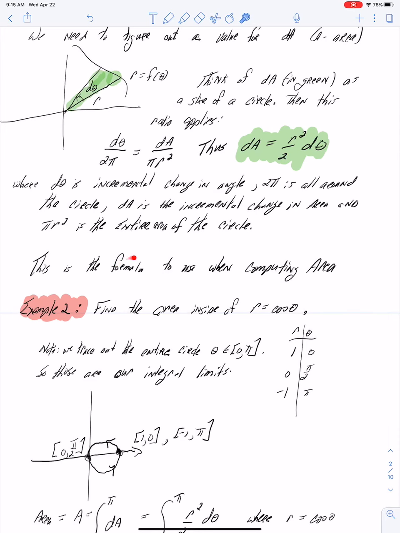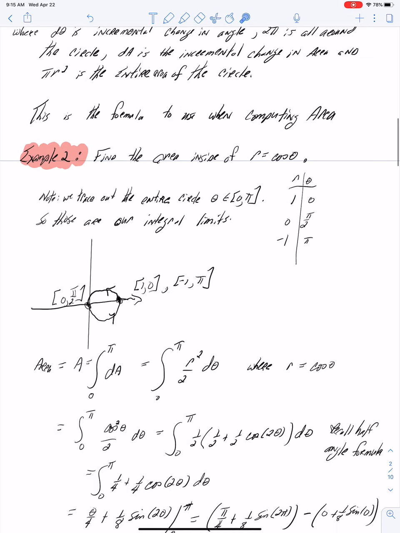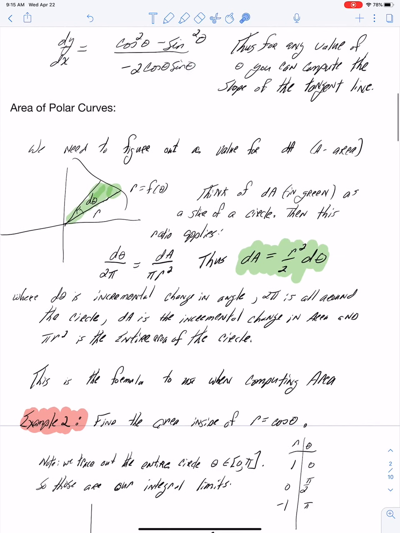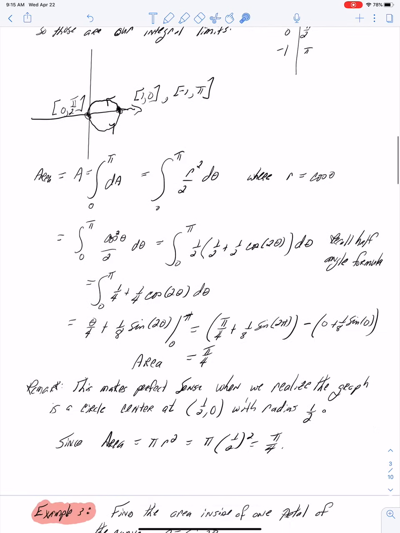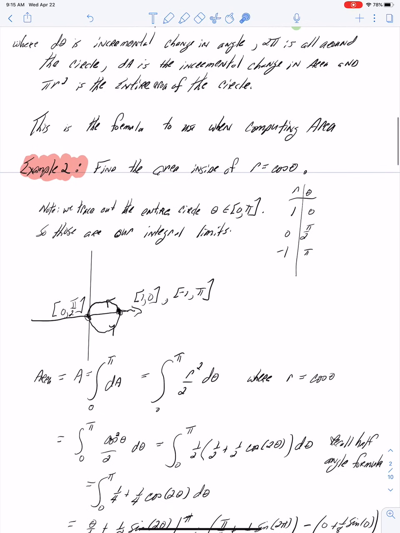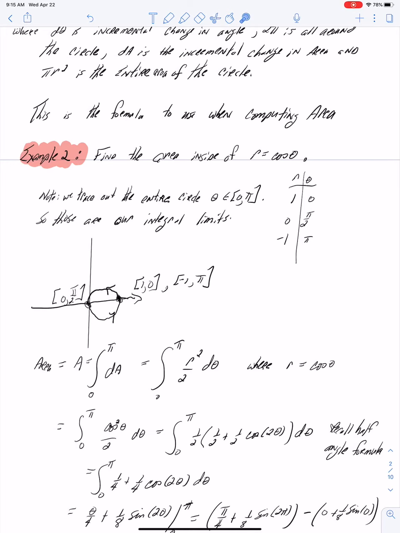This, in fact, is the formula that we want to use whenever we're computing the area, all right? So now let's go to an example. I call it example 2 because I've done some other stuff before. Suppose we want to find the area inside of this curve, r equals cosine theta.